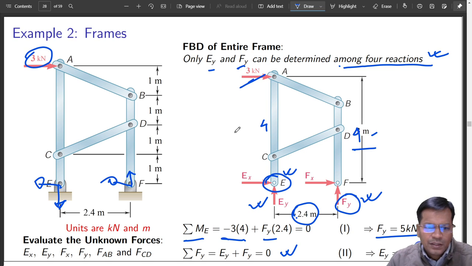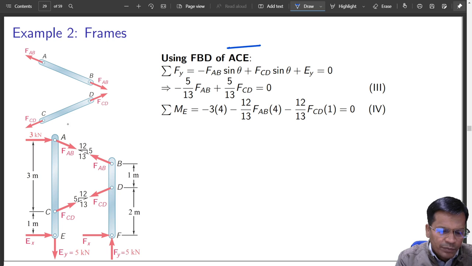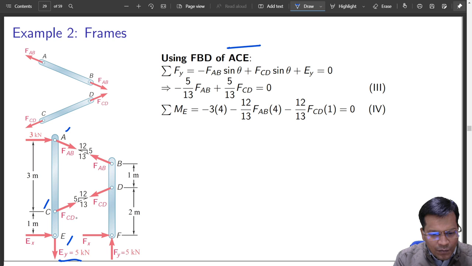We'll break this system into intermediate small members. So free body diagram of ACE. That means the first vertical member A, C and E. You already know Ey. This FCD slope is known, FAB slope is known, this force is known.